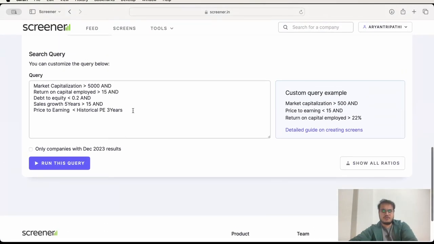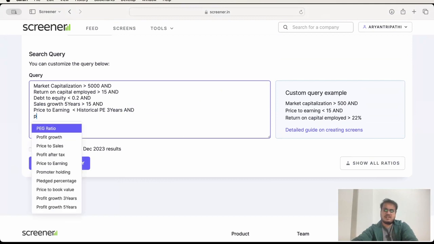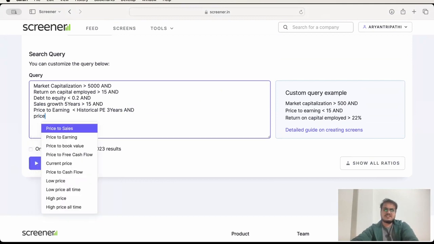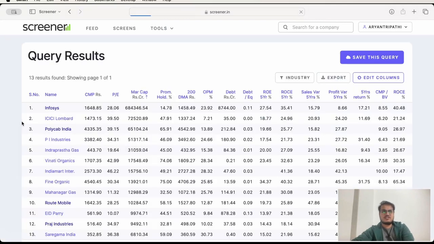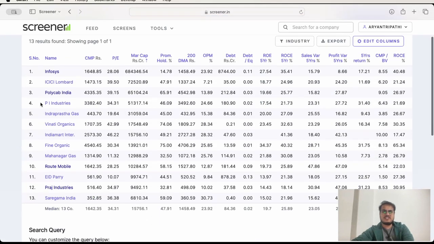If I want to put more filter on this, then maybe I'll go for price to earning ratio. Since it's not long term investment, I can give price to earning. For example, I want to invest in something which is less than 50. If I run this query, I'll get only 13. So Infosys, ICICI, Polycab, PI Industries, Indraprastha Gas, Vinati Organics, IndiaMART, Fine Organics, Mahanagar Gas, Route Mobile, EID Parry, Praj Industries, Sarda Energy. If you want me to give a pick, my pick will be Route Mobile.